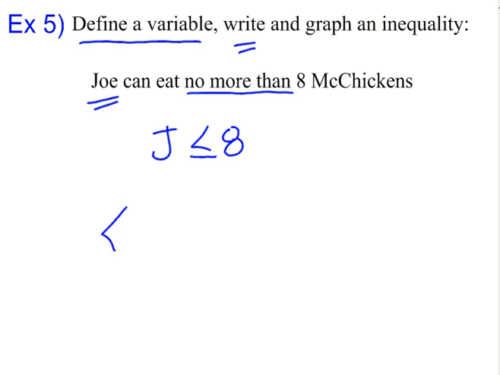Now we have to graph it, so we're going to draw a number line. We're going to put a 0 on it and an 8 on it. Because this has an equal sign, it's going to be a closed circle on the number line. And numbers less than 8 are going this direction. Now, can he eat negative McChickens? He can't, really. So we're going to stop it there and then connect it. So he can eat anywhere between 0 and 8 McChickens.